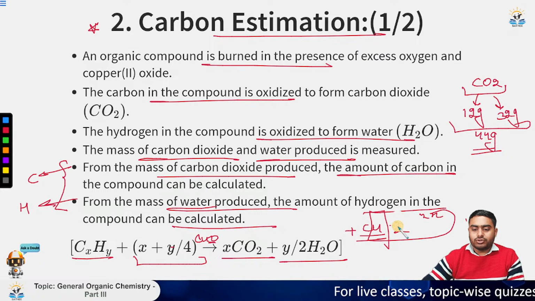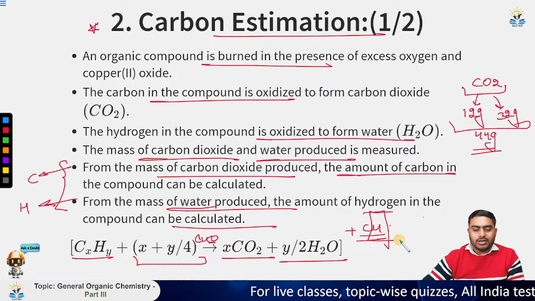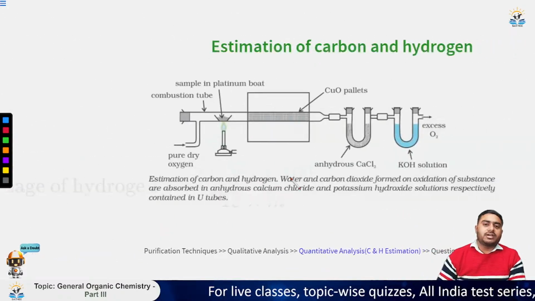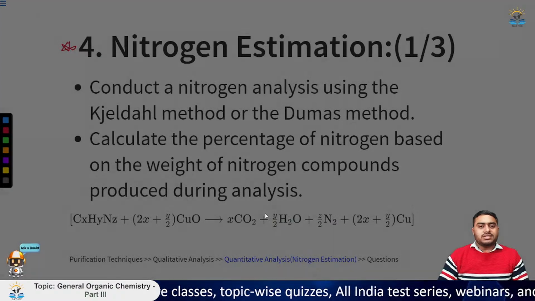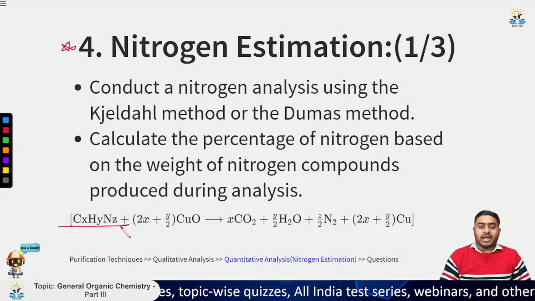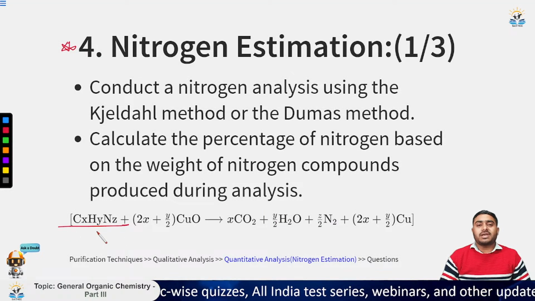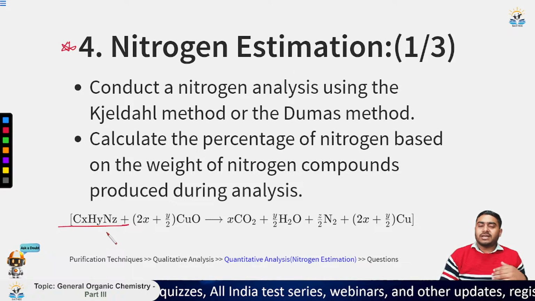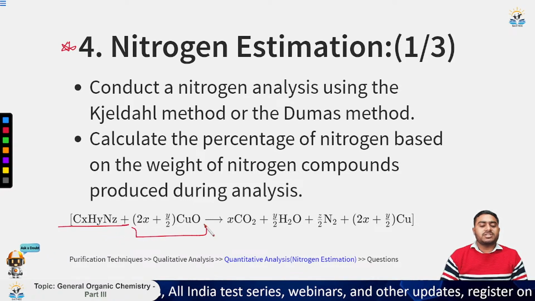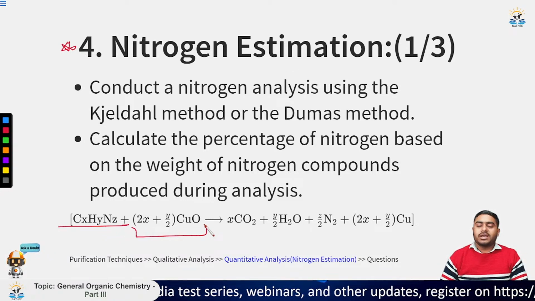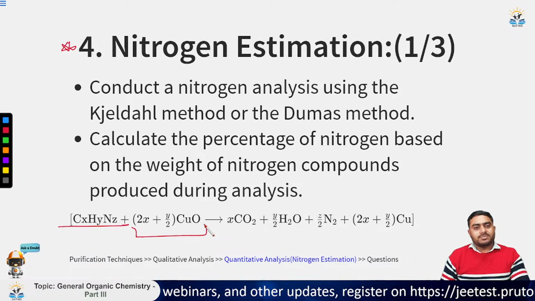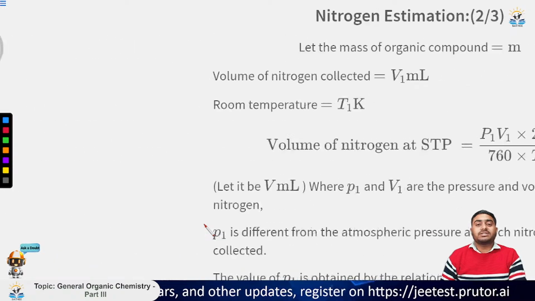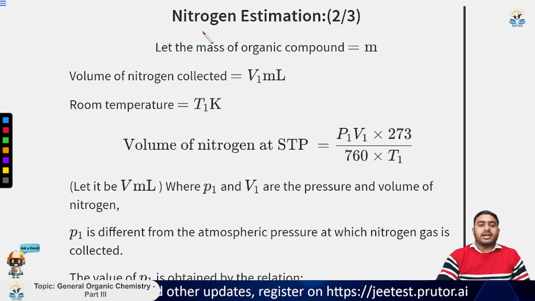So what I want to say, we are now discussing the nitrogen estimation. You can see the reaction CxHyNz, that means x carbon, y hydrogen and z nitrogen are present, reacting with (2x + y/2) copper oxide CuO gives x CO2, y/2 H2O, z/2 N2 plus (2x + y/2) Cu. You have to learn this general reaction. Then you can see the nitrogen estimation.